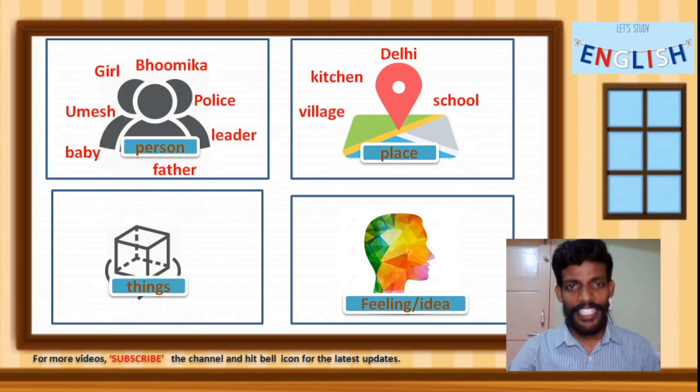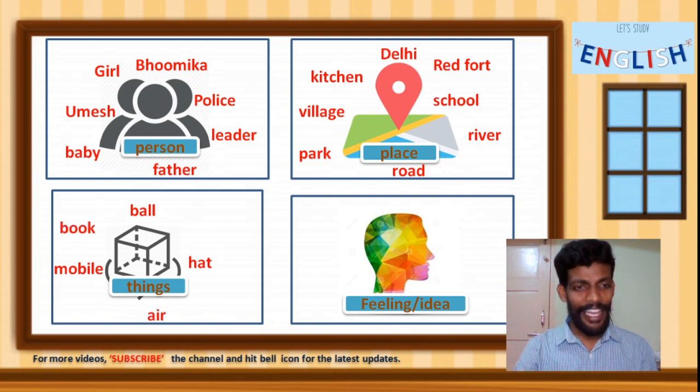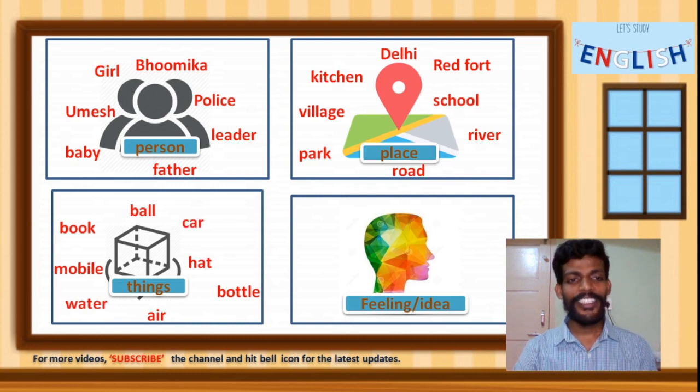School, kitchen, road, river, park, and Red Fort. These all are the examples for the names which tell of a place, or nouns which tell about a name of a place. So road, it is a place somewhere, right? Next category we have to discuss is things. Things, objects. For example, mobile. This is also a thing. Then ball, we all used to play. Hat, then book, air, bottle, water, and car.